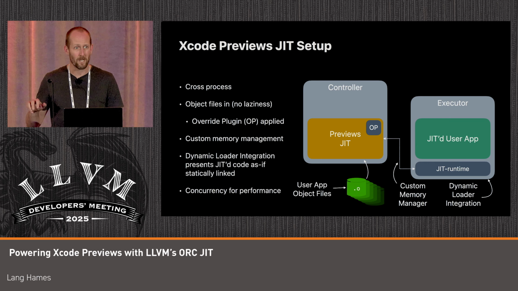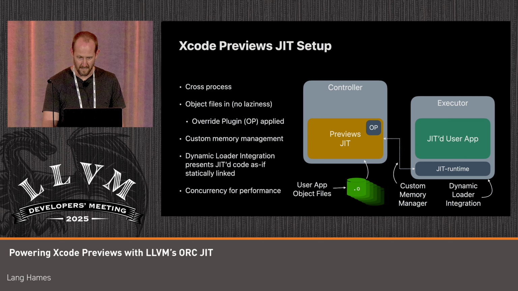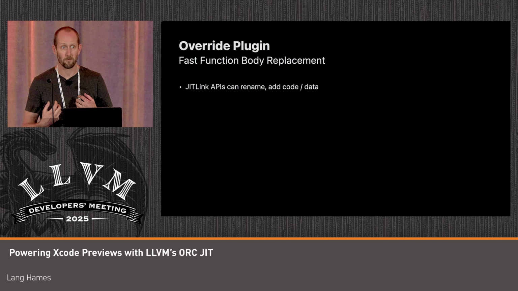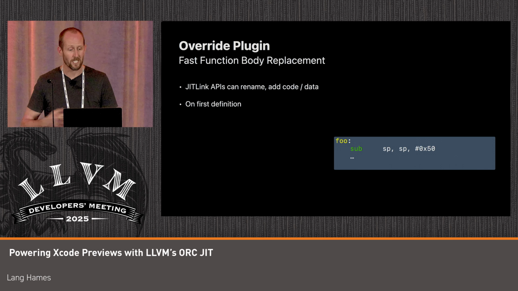And I'm going to step through each of these parts in a bit more detail. We'll start with the override plugin. This is fairly self-contained. We were able to do this because the JIT linker APIs are designed to give you a lot of flexibility with how you deal with the machine code flowing through the JIT. In particular, the JIT link APIs can rename and add code and data. So adding some indirection is easy.